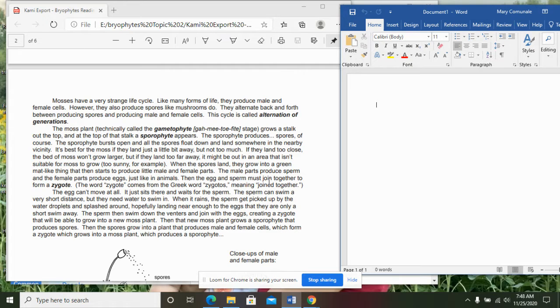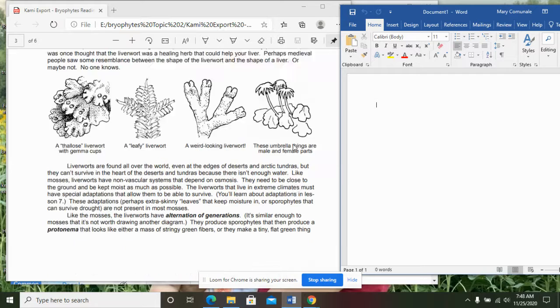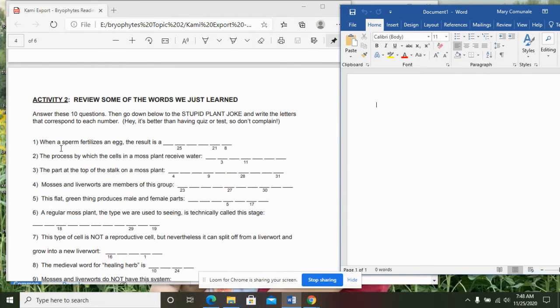When the spores land, they grow into a green mat-like thing that starts to produce little male and female parts. The male parts produce sperm, and the female parts produce eggs, just like in animals. Then, the egg and sperm must join together to form a zygote. So I do believe that that is the answer to our first question. When a sperm fertilizes an egg, the result is a zygote. So number 1 would be zygote.